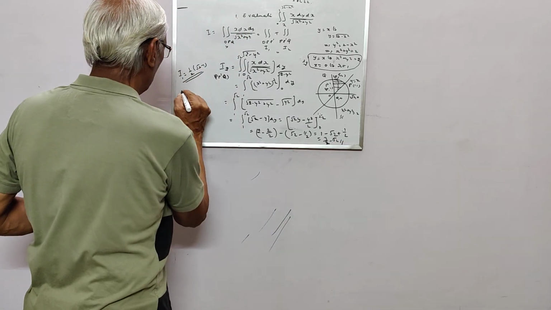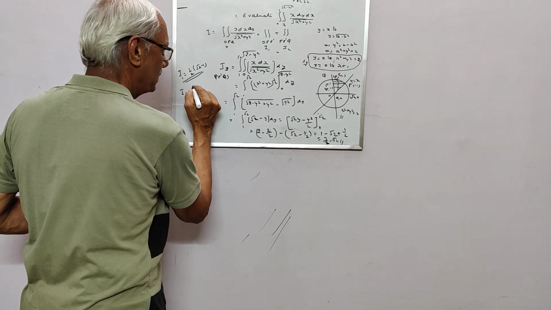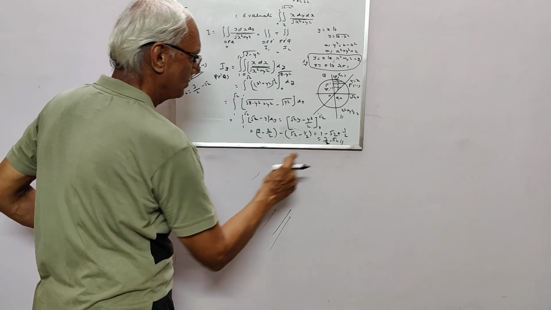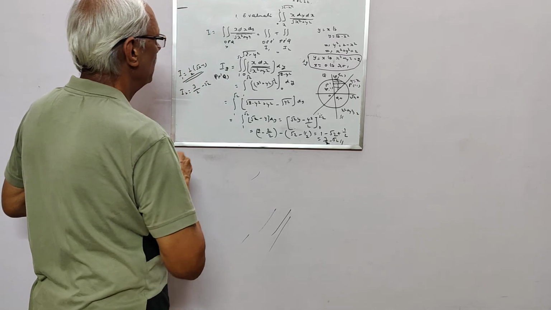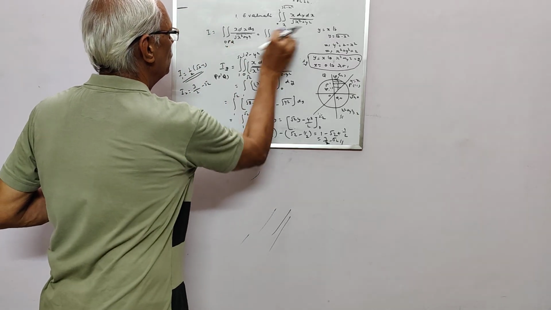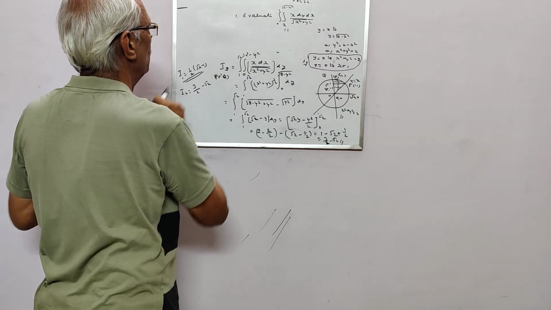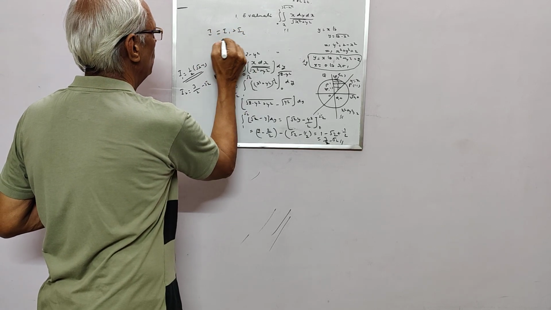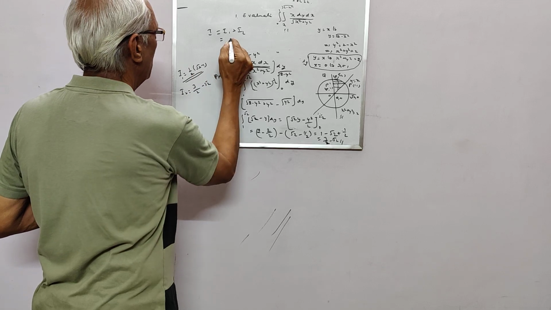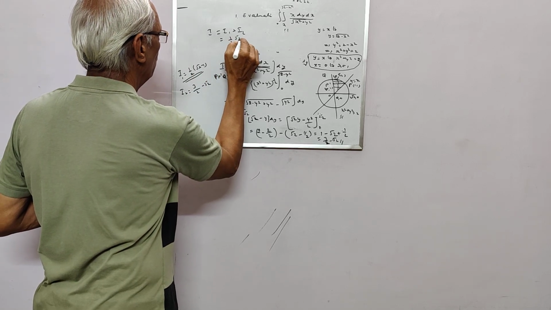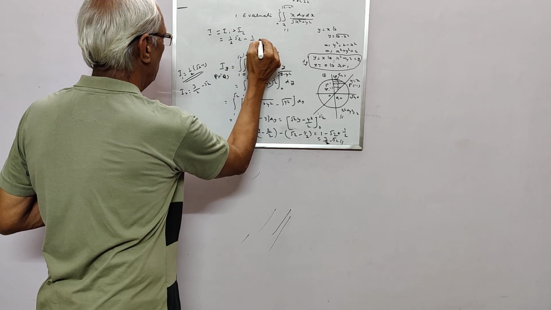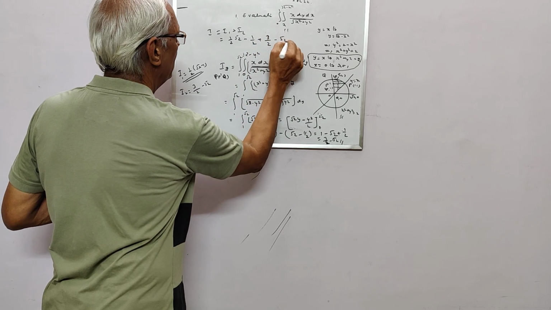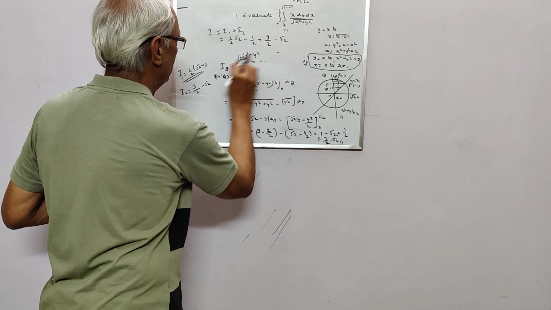So what is your I2? I2 is 3 by 2 minus root 2. Now what is the answer that you will get now? So your I will be equal to I1 plus I2. So I1 is what? Your half of root 2 minus half, plus 3 by 2 minus root 2. This is what you will get.